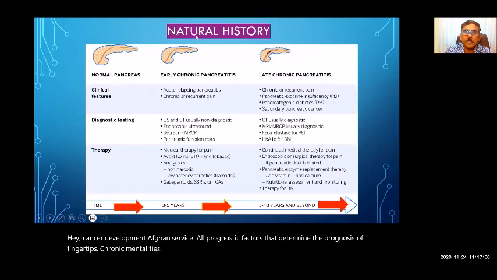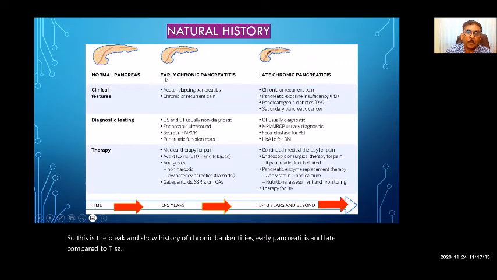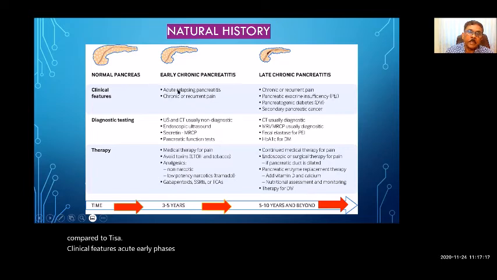Okay, so this is the bleak natural history of chronic pancreatitis, early pancreatitis and late pancreatitis. Clinical features: the acute, early phase is like acute pancreatitis, acute relapsing pancreatitis, or chronic recurrent pain. In late pancreatitis, the pain is chronic and recurrent, associated with pancreatic exocrine insufficiency and pancreatogenic diabetes and secondary pancreatic cancer. These are the clinical features.